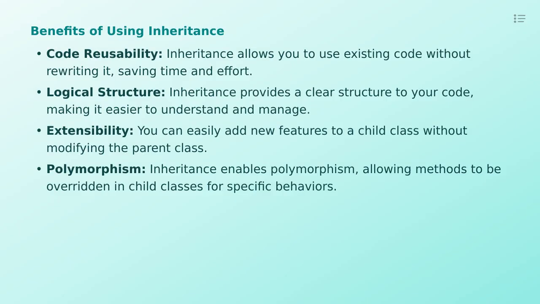First, code reusability. Inheritance allows you to use existing code without rewriting it, saving time and effort. Also, logical structure. Inheritance provides a clear structure to your code, making it easier to understand and manage. Also, extensibility. You can easily add new features to a child class without modifying the parent class. Finally, polymorphism. Inheritance enables polymorphism, allowing methods to be overridden in child classes for specific behaviors.